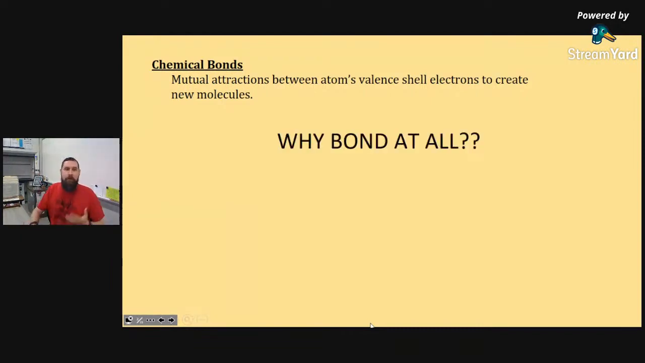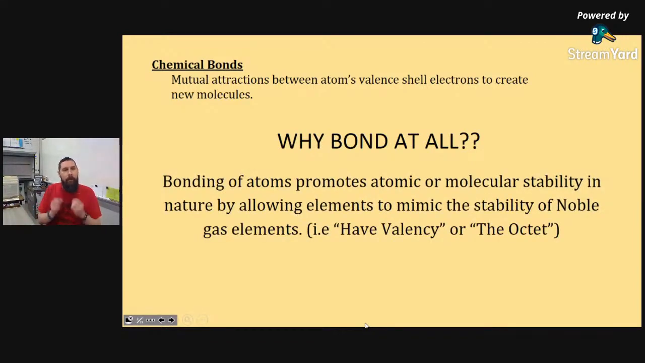Why bond at all? Well, the reason why we see atoms bonding with each other is because bonding of atoms promotes what we refer to as atomic or molecular stability. And it does this by allowing these atoms and these elements to mimic the stability of a noble gas. In other words, we say that they have valency or they have achieved the octet. So it's all about lowering the potential energy of these elements by becoming stable. And the most stable elements we have are noble gases. So that's what they aim towards.